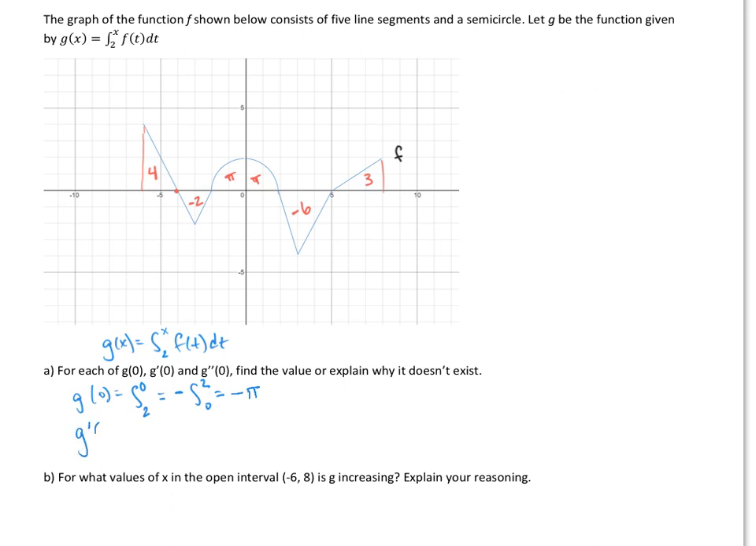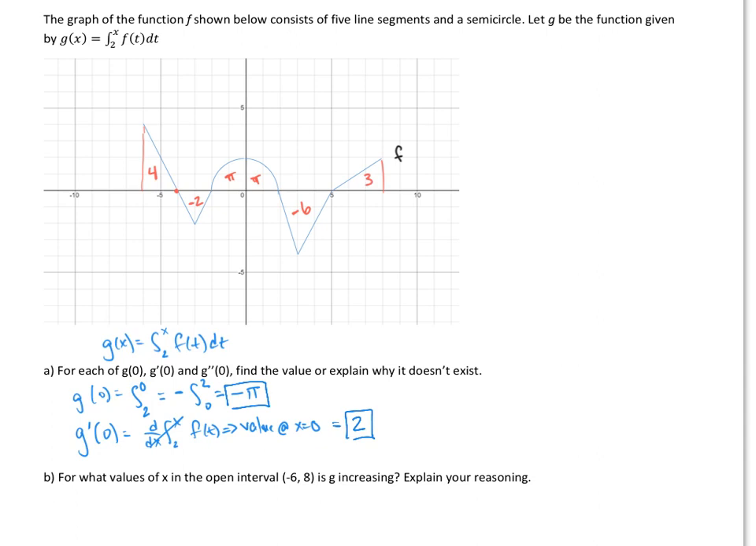Then we're going to find g prime of 0. G prime of 0, well, what am I looking for? This is the derivative with respect to x of this integral from 2 to x, right? So those go away, and it's just my f of t in this case. So I just want the value at x equals 0, and I look at that, and that has a value right here of 2. So this will be equal to 2. So the first one was negative pi, the second one is 2.